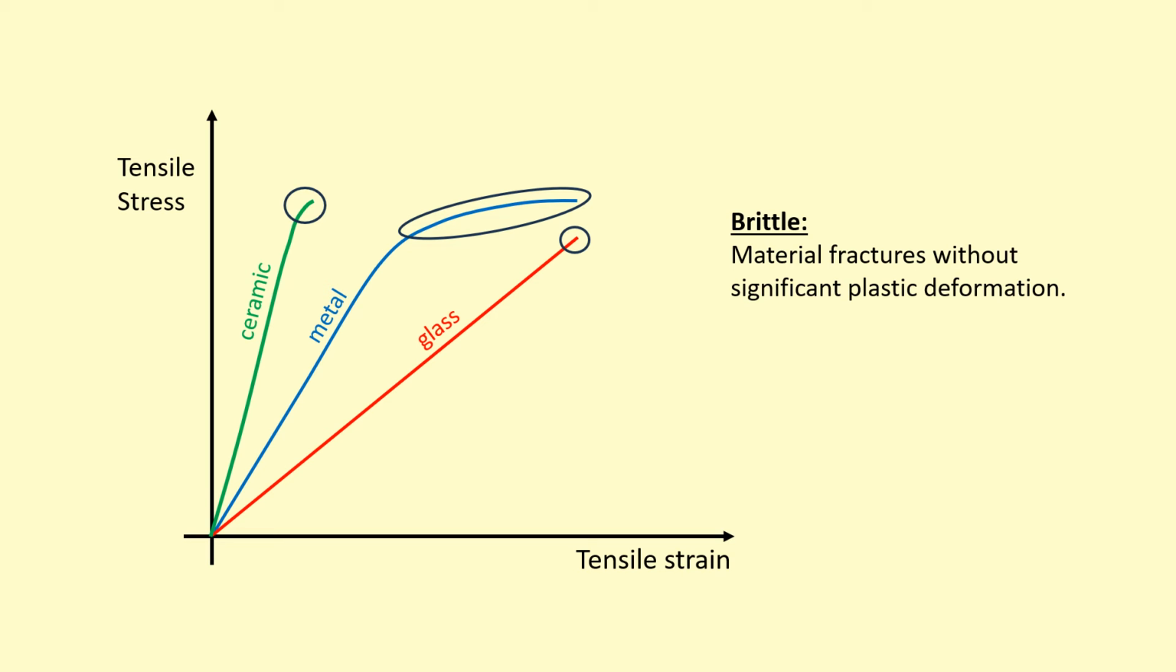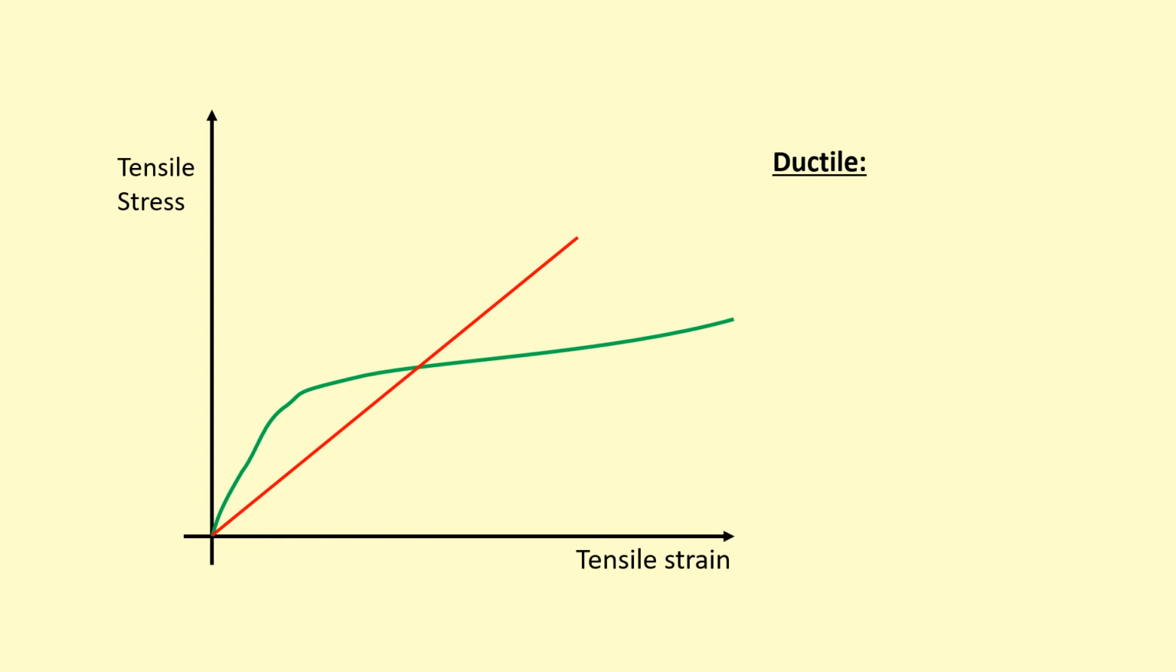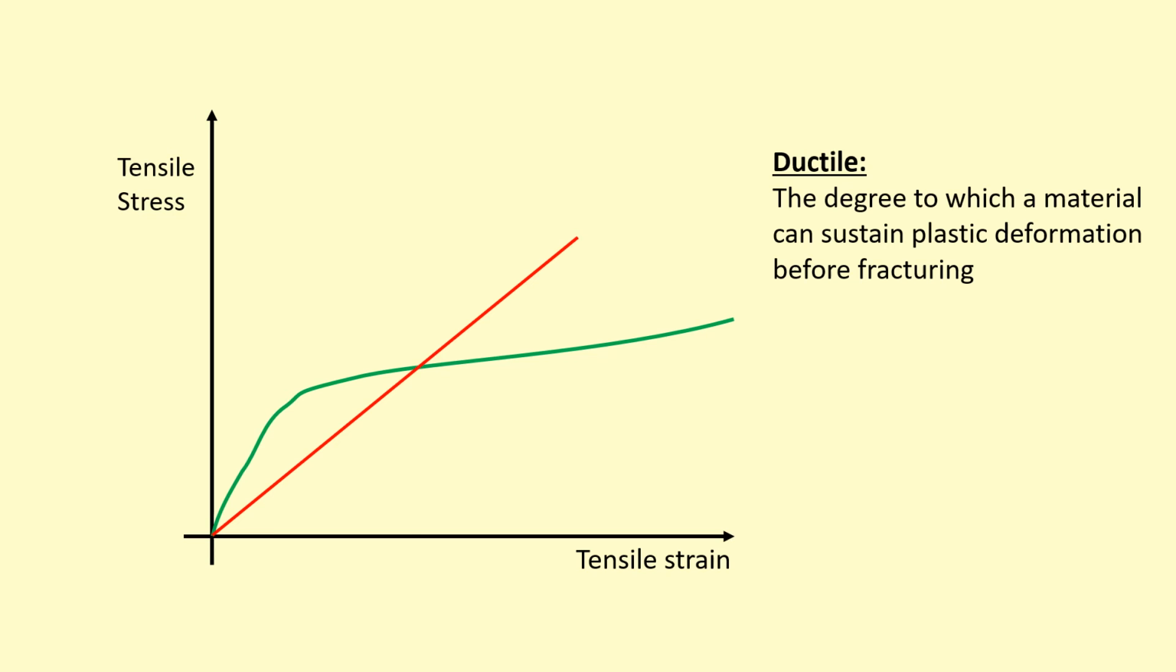Then the opposite of brittle is ductile, which basically means the degree to which a material can sustain plastic deformation before fracturing. We've got two materials here, and you can see one of them undergoes a large plastic deformation. So that's the one that's going to be most ductile. For example, metals. While the red line here is not ductile at all, it just snaps without any kind of plastic deformation.